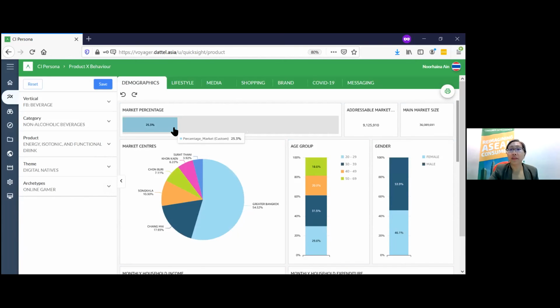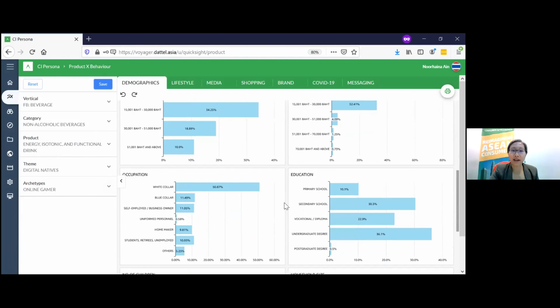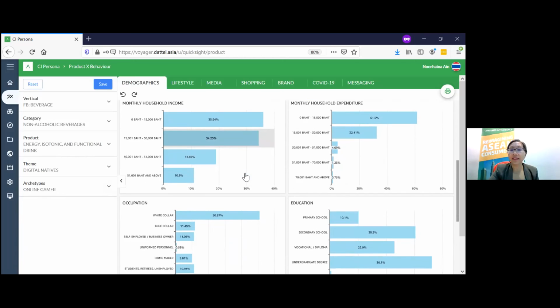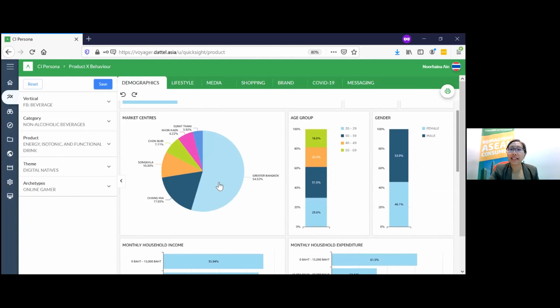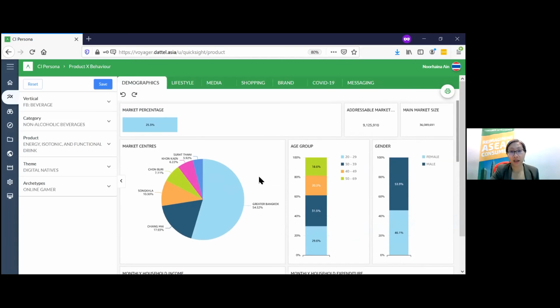So you're seeing here 25%. So that's approximately 33% of the entire energy, isotonic, and functional drink market. As we go further down, we're also seeing changes in the rest of the demographic composition. So that's already plenty that you can work with to determine the market landscape for consumers who are interested in this particular product, who have this particular behavior archetype.